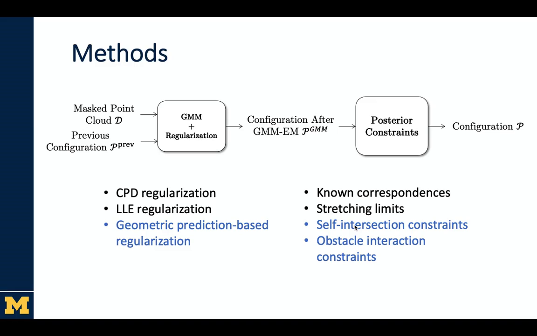In GMM, there are 3 regularization terms. The first 2 come from previous works, and the third one, the blue one, is what we proposed. It's used to handle significant occlusions. There are 4 constraints in posterior constraints, and similarly, the first 2 come from previous works. The red and blue ones are what we proposed. They are used to deal with self-intersection and obstacle interaction respectively.